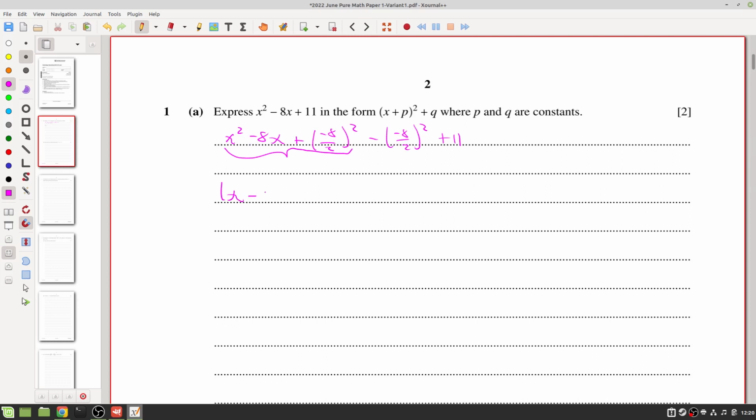So 8 over 2 is 4, squared. Okay, and then we just calculate this part. So negative 8 over 2 is negative 4, squared is 16, negative 16 plus 11 is negative 5. And there we go. That is it.